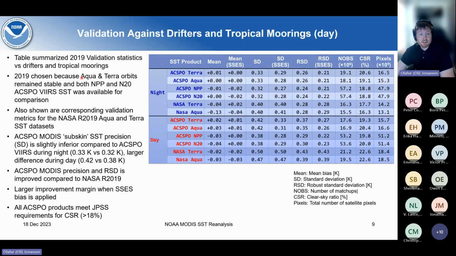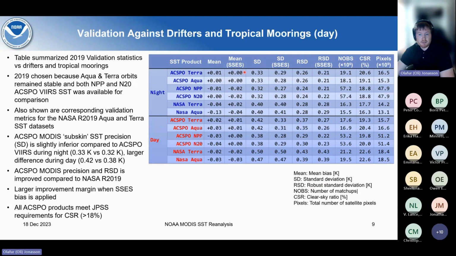This table summarizes the 2019 validation statistics versus drifters and tropical moorings. This is 1 year from the time series that we showed on the previous slide. We chose 2019 because Aqua and Terra were stable back then, and both MVP and NOAA ACSPO VIIRS SST were available for comparison. We also show the corresponding validation metrics for the NASA 2019 Aqua and Terra SST datasets. You might be familiar with the mean, standard deviation, robust standard deviation, and then there's the number of observations, clear sky ratio, and the raw number of pixels.